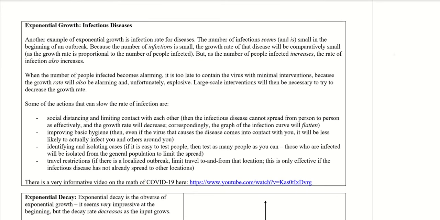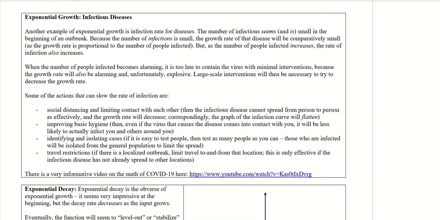In the next video, hopefully I have illustrated how incredible the growth of this new function is. And in this next video, we're going to look at a specific application for exponential growth, which is infectious diseases.